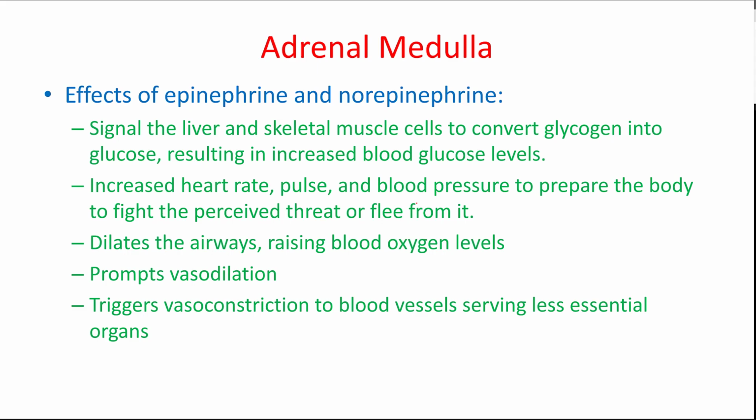It will talk to the liver and the skeletal muscle to break glycogen into glucose, increase the heart rate, increase pulses, increase blood pressure, dilate the airway to open more, to allow more air coming into the lungs. This will increase the oxygen levels, promote vasodilation to allow more blood rushing into those areas. And to certain organs, it will cause vasoconstriction because we don't want those organs during the fight or flight response.